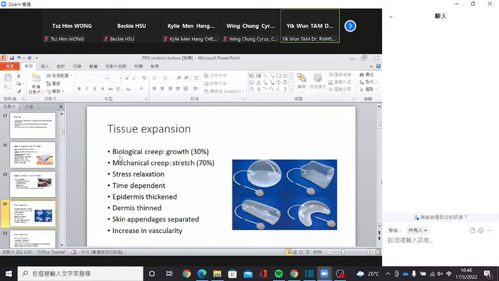So there will be regular saline injection through the injection port to expand this device, and that will cause a phenomenon we call stress relaxation. It's time dependent, so it may take months to complete the whole process. Through this process, the epidermis will be thickened and the dermis will be thinned. The skin appendages, namely the hair follicles and sweat glands, will be separated, and there will be an increase in vascularity.